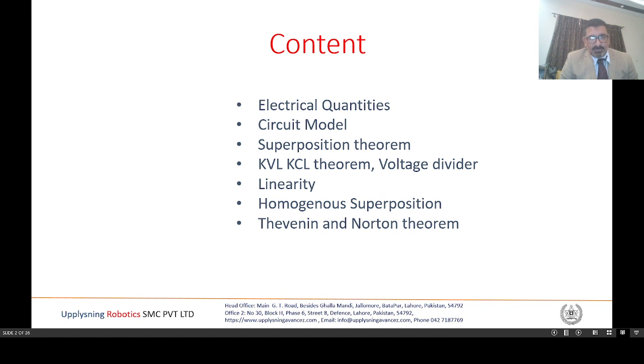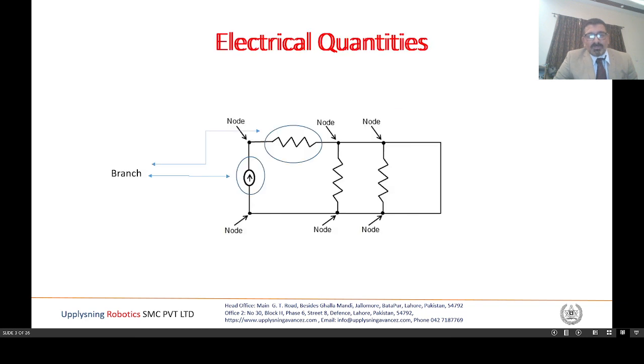then the circuit model, and we're going to talk about the superposition theorem, and then Kirchhoff voltage law, Kirchhoff current law, and the voltage divider theorem, linearity, and linear circuits. We're not going to talk about non-linear circuits. Then we're going to talk about homogeneous superposition, which includes linearity, and lastly the Thévenin and Norton theorem. So first of all, I'm going to talk about the electrical quantities.